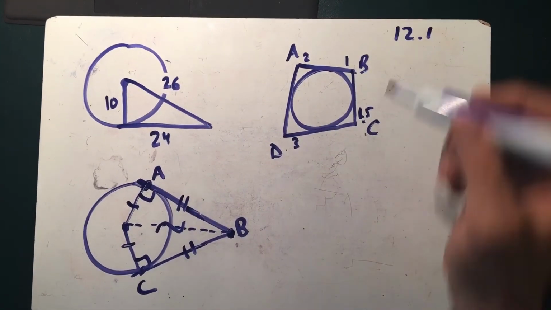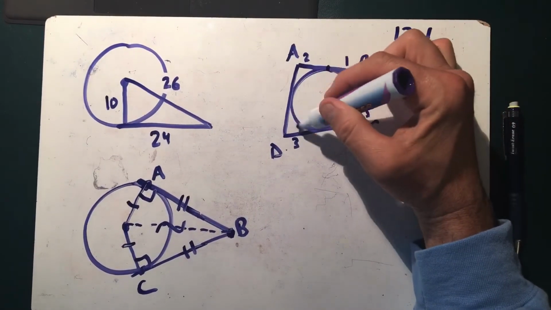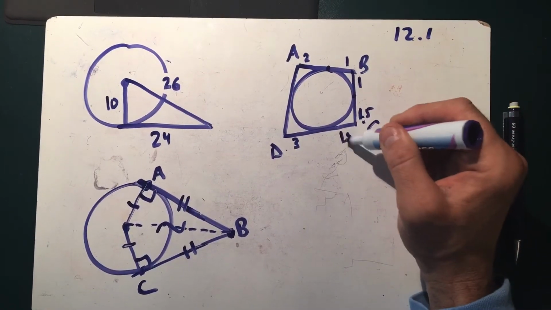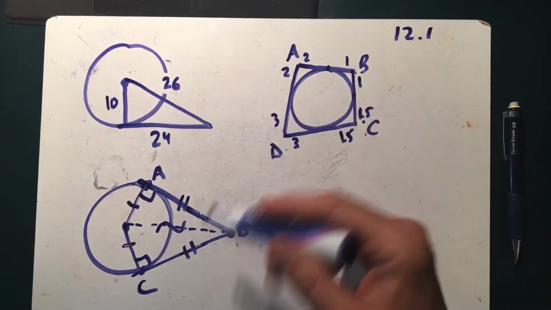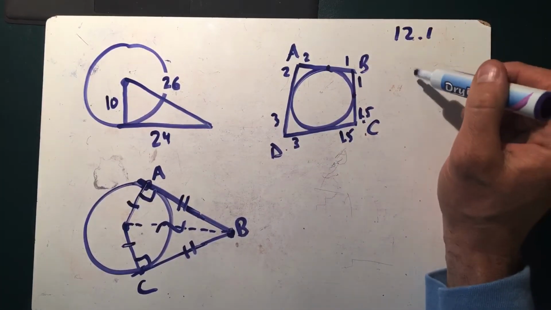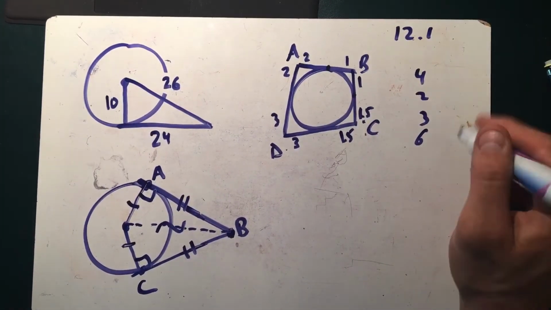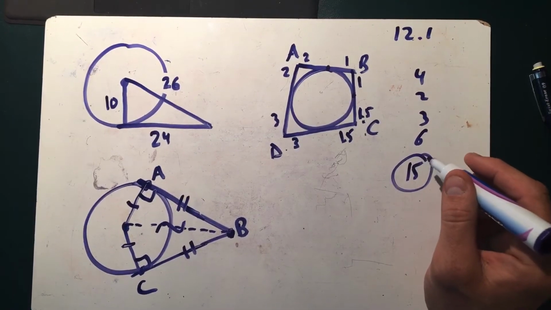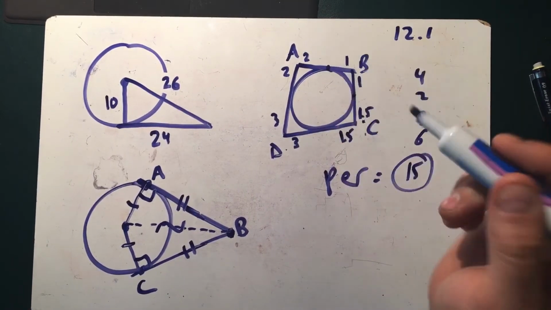But since you know that that's a tangent, these are the same, these are the same, these are the same, these are the same. So these are both 1, these are both 1.5, these are both 3, these are both 2. So obviously 4 plus 2 is 6. We got a 4, we got a 2, we got a 3, and we got a 6. So we're just going to go 10, 15. We're going to get 15. And that is our perimeter, the entire thing all the way around, which is really cool.